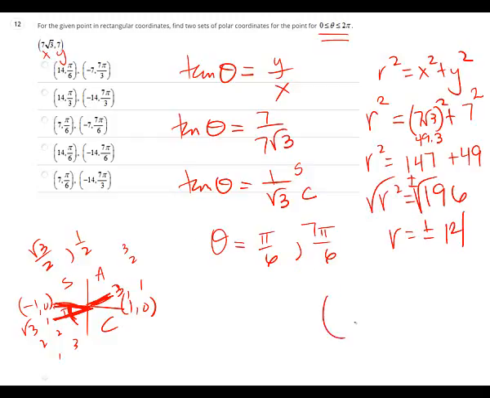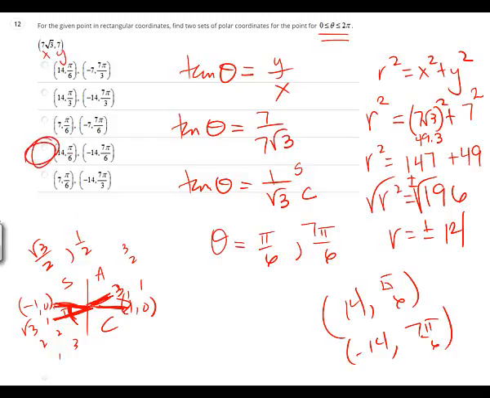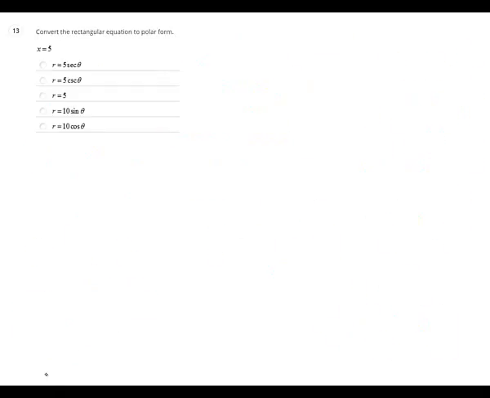So what we're looking for is 14 and pi over 6, because that's the one in the positive direction. And then -14 and 7 pi over 6, because 7 pi over 6 would be in the negative direction. So it's looking like it's this one here, the 4th one. All right, we all okay with 12?